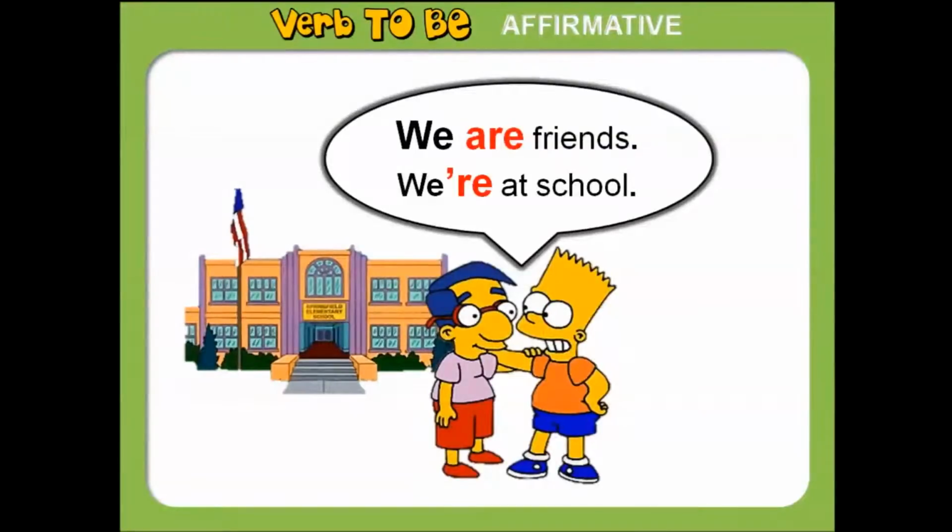We. When you use the pronoun we, it's usually followed by verb to be are. We are friends. You see that we is the plural form. We, so used with are. And the short form of we are is we're. We are at school. We are at school now. Just remember, am, is, are are used in the present form. They cannot be used in the past tense.